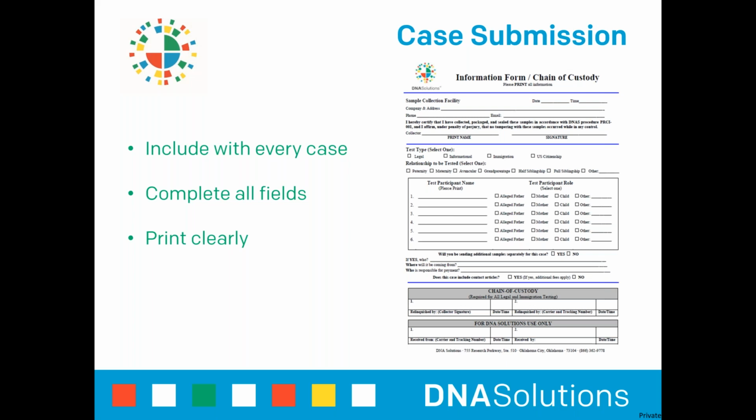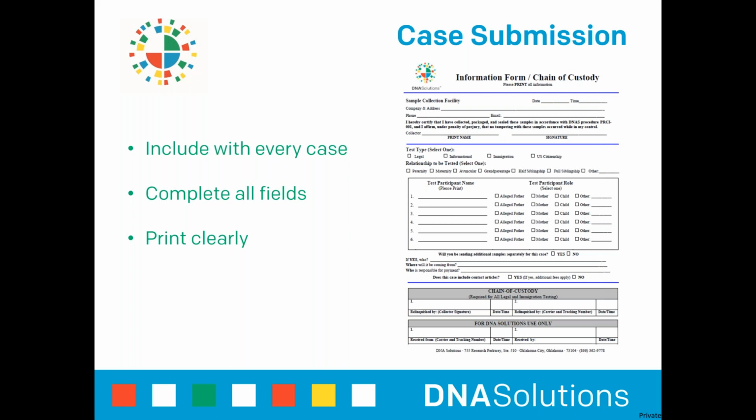First, we're going to dive into case submission. About 30% of cases that get placed on hold and experience testing delays are due to missing information or errors surrounding the completion of our chain of custody form. The information chain of custody form is included inside the free DNA collection kits provided at your facility by DNA Solutions, as well as electronically in our onboarding welcome packets, and can also be downloaded directly on our website.